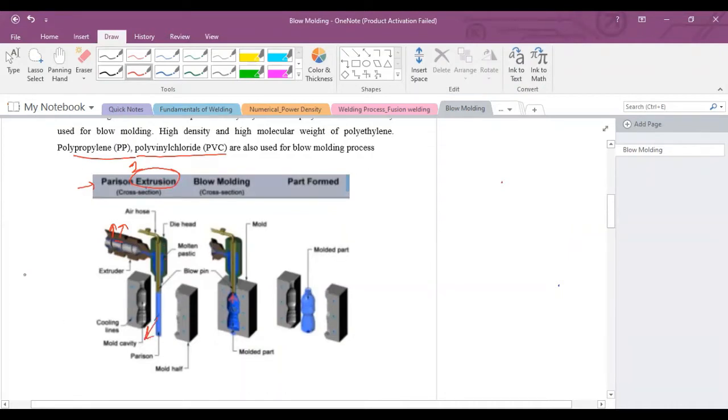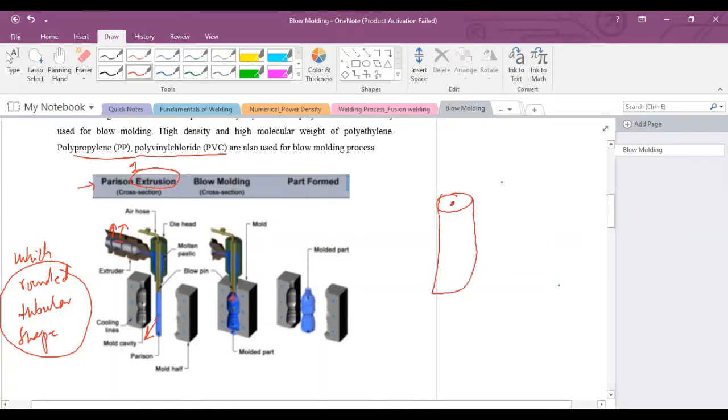This parison has a rounded tubular shape, and over the surface of this tube there is one hole, and through this hole air will flow inside.